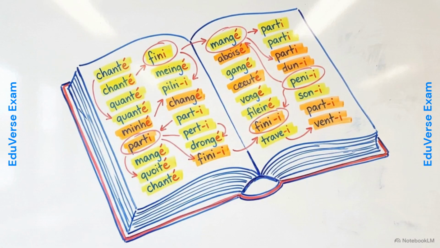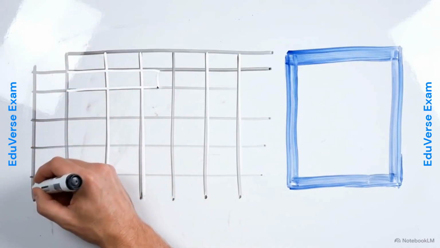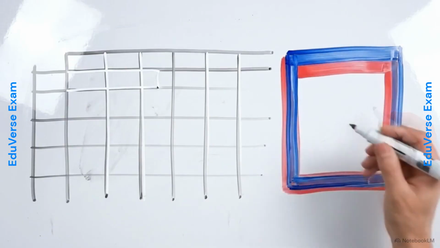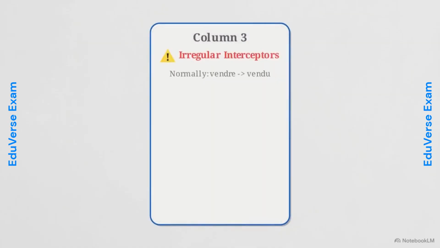By internalizing just these 2 columns, you can correctly form the past tense for the majority of verbs you will encounter in standard French texts. Now we need to step into irregular territory, mapping out the verbs where standard rules no longer apply. Column 3 catches a specific subset of RE verbs.